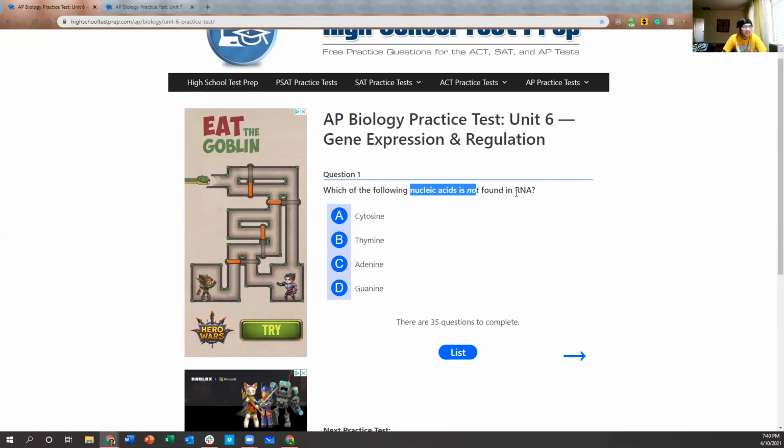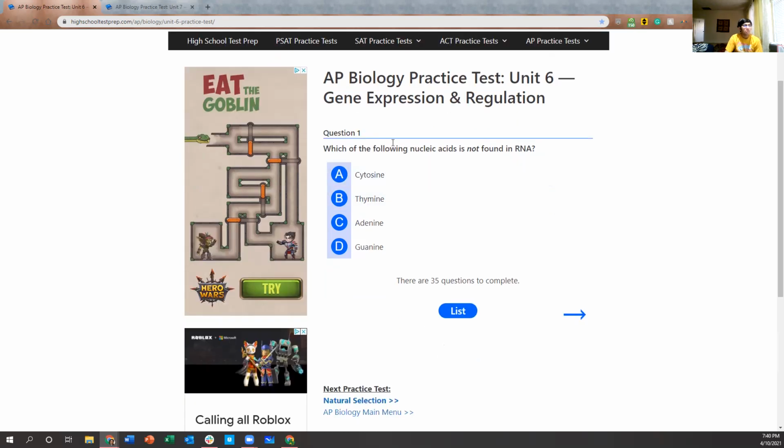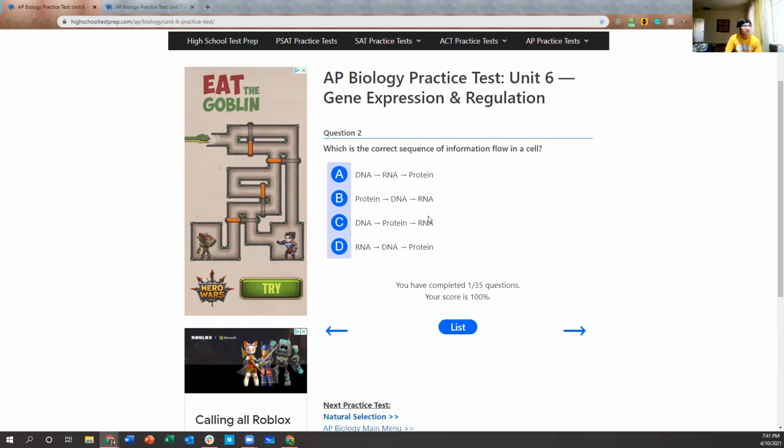Which of the following nucleic acids is not found in RNA? I know that this isn't on our test because we did this on our last test, but there will be questions on gene expression regulation, which will be on our test. So I still think it's good to practice these. Thymine is not found in RNA, right? Because RNA is AUGC. It's thymine. Which is the correct sequence of info flow? So this is the central dogma of biology: DNA to RNA to protein.